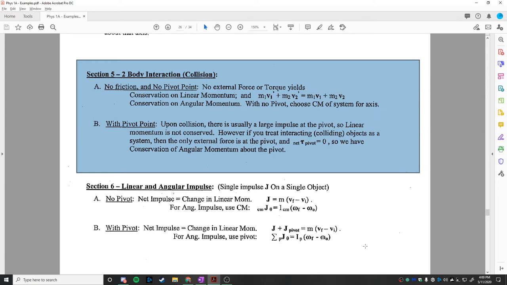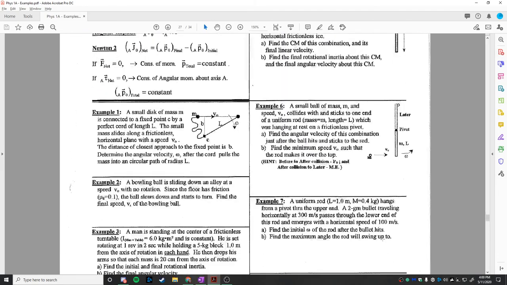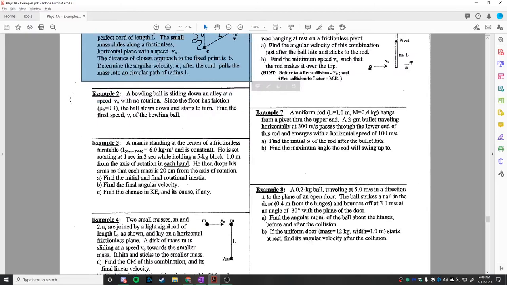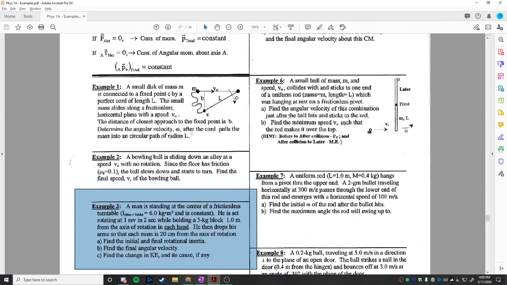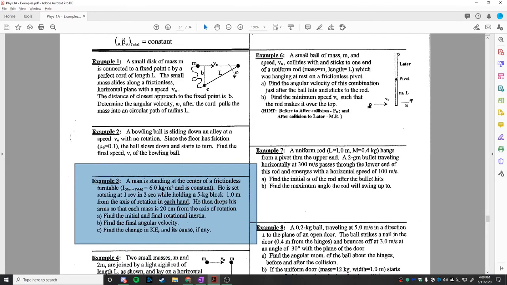I don't know if you can tell, but the two problems that we just did, this one, which was a cord and a ball, and this one, which was a man holding some things, each of these would be considered a one-body interaction. Even though the man is holding some weights, the man plus the weights and the turntable all compose the entire system of the problem. So it's one object.